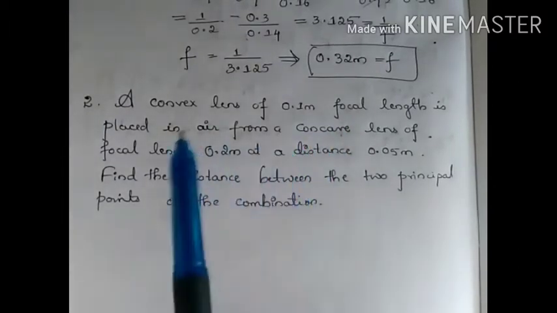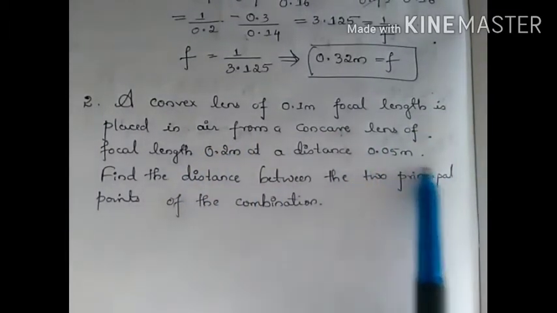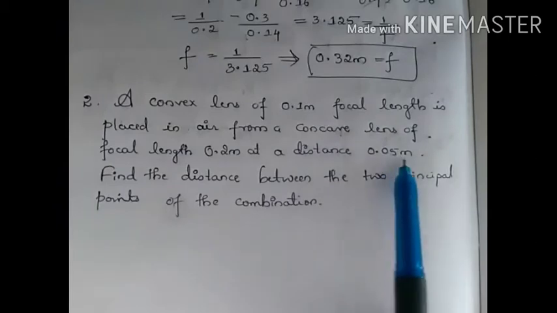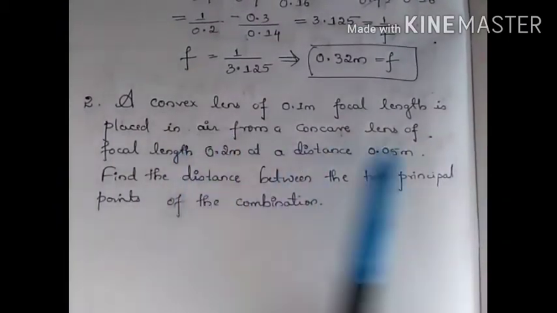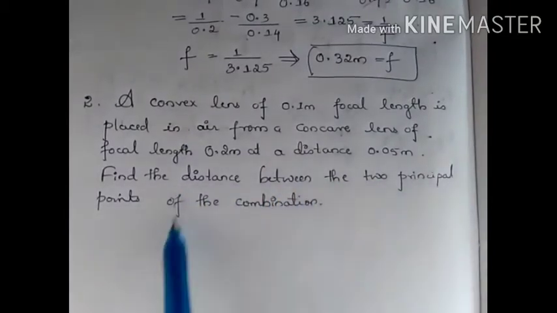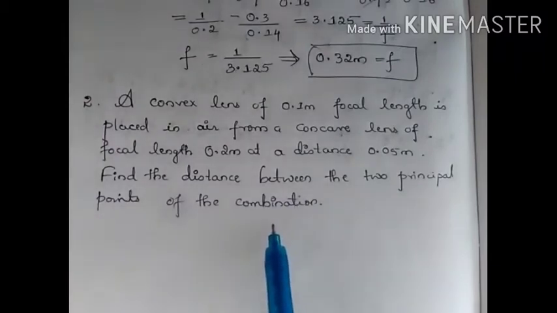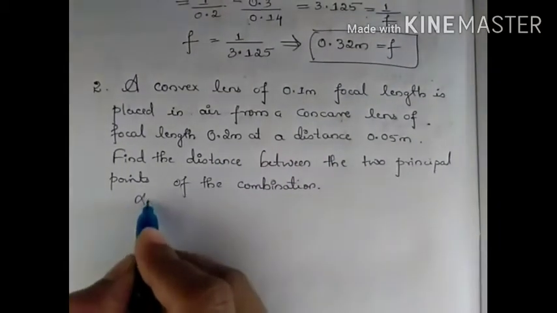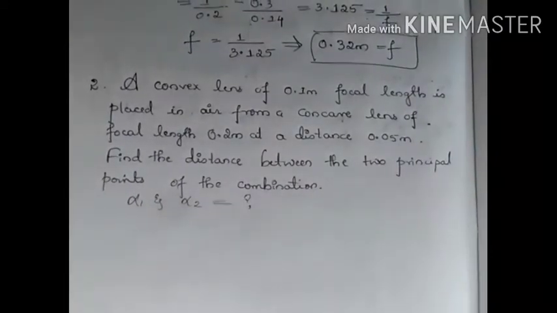These two lenses are separated by a distance of 0.05 meters, and they are kept in an air medium. Now find the distance between the two principal points of the combination. So what he is actually asking is: what are alpha 1 and alpha 2? Alpha 1 and alpha 2 are unknown to us.